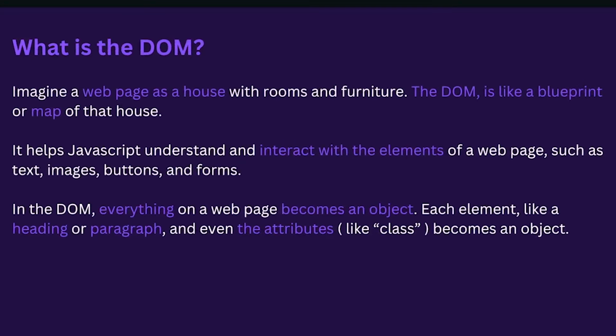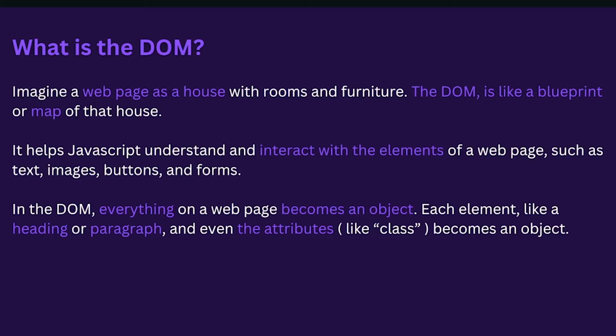What is the DOM? Imagine a web page as a house with rooms and furniture. The DOM is like a blueprint or map of that house. It helps JavaScript understand and interact with elements of a web page, such as text, images, buttons, and forms.